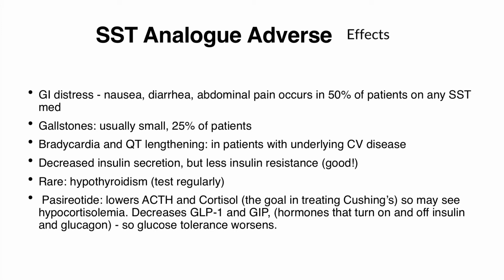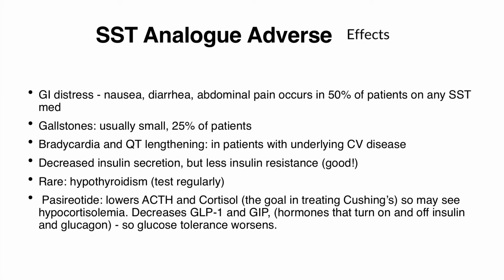Because Pasireotide is a medication for treating Cushing's, know that if you're not using it to treat Cushing's, and you're maybe using it for acromegaly, you can expect that it lowers adrenocorticotropic hormone and cortisol output. Again, that's what you would want if you're treating Cushing's. But generally, if they didn't have an abnormality, you will see low cortisol in the blood.